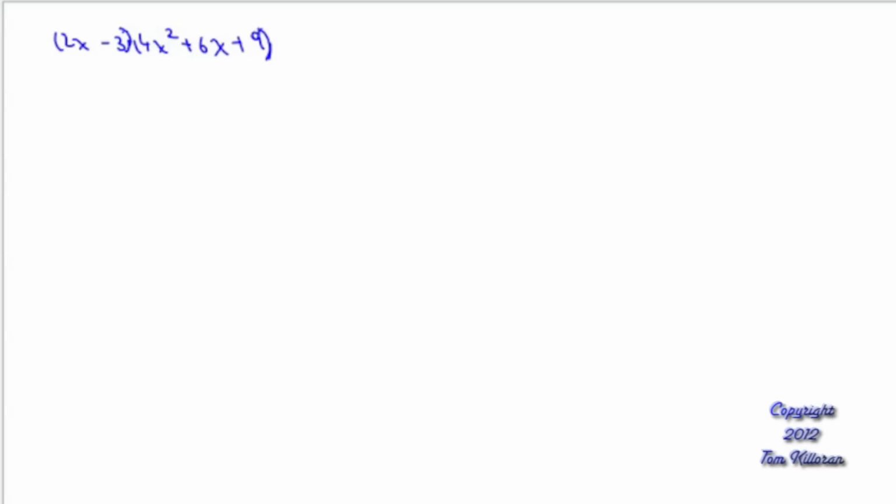You should have been getting 8x cubed minus 27. 2x times 4x squared is 8x cubed. 2x times 6x is 12x squared. 2x times 9 is 18x. I saw a bunch of you just keep adding terms to the right. I highly suggest you don't do that because it makes things a little bit harder. When you get to negative 3 times 4x, put it right under the other x squared term. That way they're right next to each other, you can see exactly what's happening. And negative 3 times 6x is negative 18x. And negative 3 times positive 9 is negative 27. Add them together and you get 8x cubed minus 27.